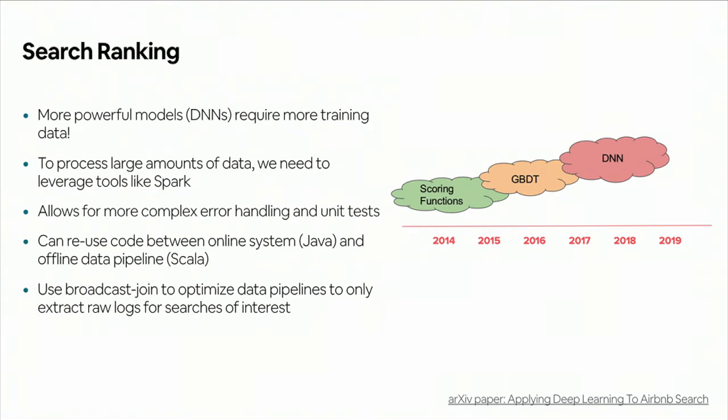There are two particular reasons they like Spark for this job. First of all, with Spark, they can write complex error handling and also unit tests to make sure the search data we prepare for those models is correct. The second thing is that most of the microservices at Airbnb are built using Java, so they are able to share the code base between the online systems and the offline data pipelines, because they are all written in Java and Scala. There are also features in Spark SQL, like broadcast join, that can be very useful in some cases. If you're interested in this, they have an arXiv paper. Feel free to take a look.